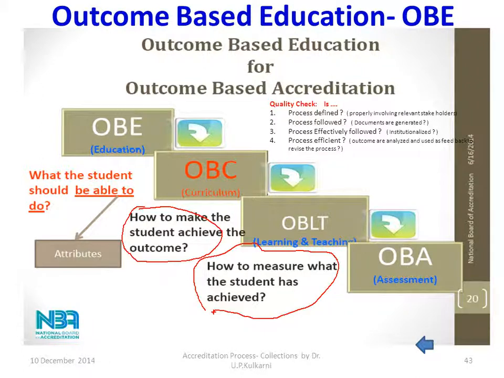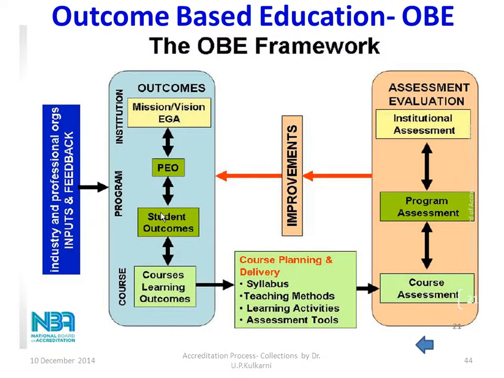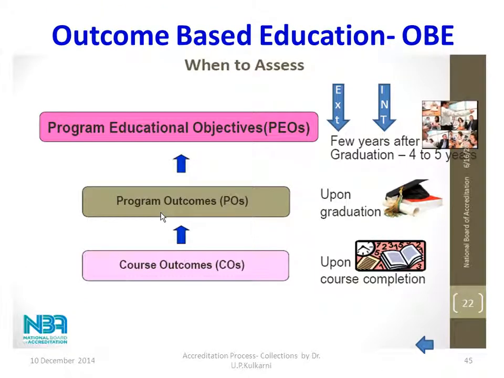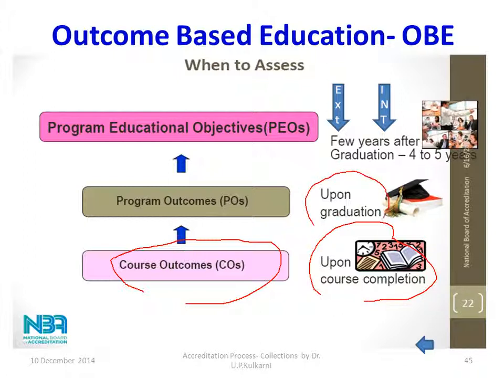Now this is the base. Now I wanted to take you to another one. So look into this course outcome measurement. This is upon the completion of the course, which we are going to see. Program outcome is measured upon graduation. How do we do it? We will see this also. And the program educational objectives are measured a few years after graduation, that is 4 to 5 years.